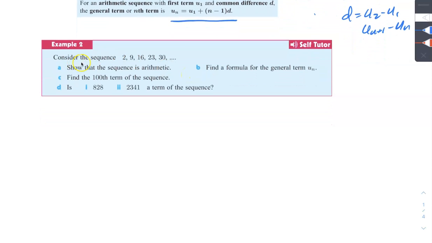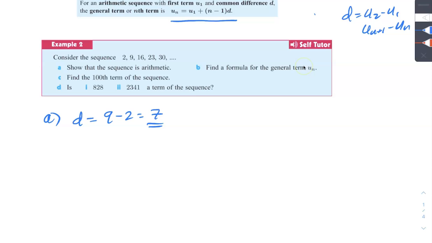For the first example, consider the sequence 2, 9, 16, 23, 30. Show that the sequence is arithmetic. We want to show that we're adding the same thing every single time. Nothing special there. You just have to find the common difference. That'll be 9 minus 2, so 7. If we go 2 plus 7, we get 9. 9 plus 7, we get 16. So it is arithmetic.